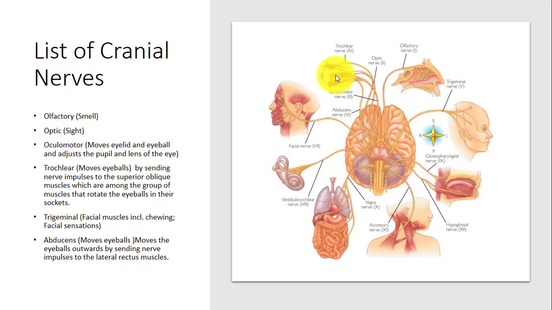The trochlear also moves the eyeballs, but differently. What it does is send nerve impulses to the superior oblique muscles, which are among the group of muscles that rotate the eyeballs in their sockets. One thing that will help you remember this: I would think, okay, motor, eyelid movement, eyeball, because you drive a car, it has a motor.